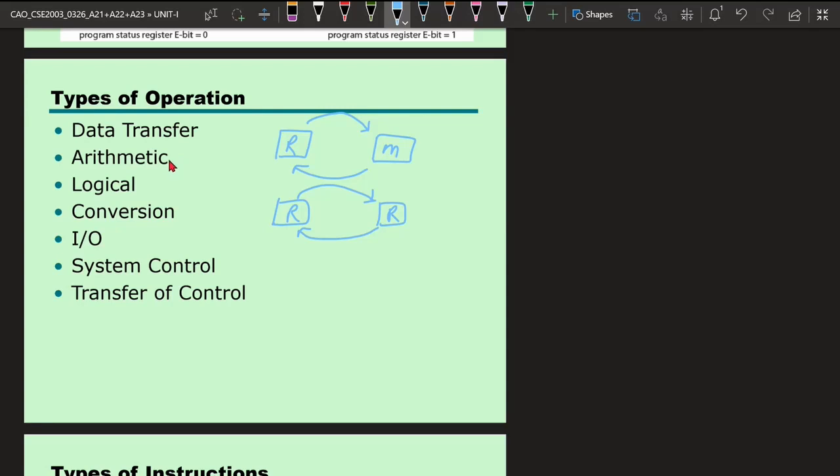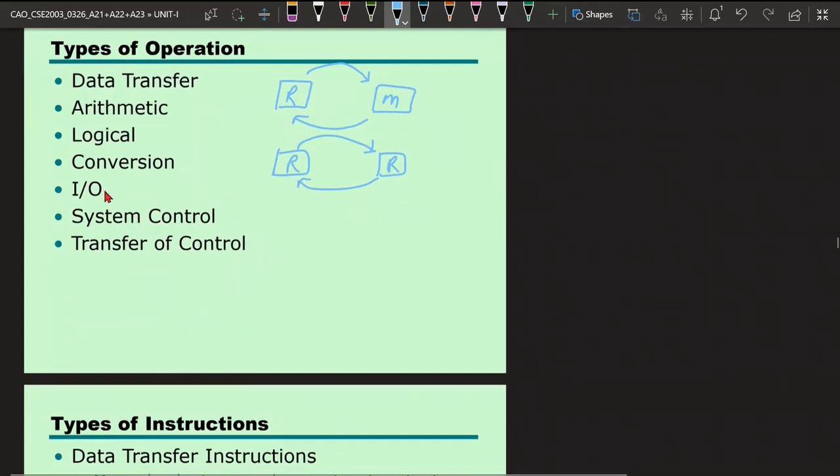Arithmetic operations. In arithmetic operations, different mathematical operations are performed by this computer system. We will see what different types of operations they perform. In terms of logical operations, we will see what AND, OR, XOR, and NOT are. These are the logical operations. We will see that. Conversion. In terms of conversion, we are going to have different types of instructions, like converting from one format to another format. We will see that.